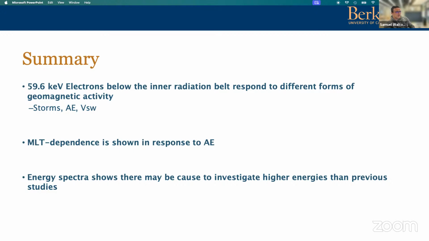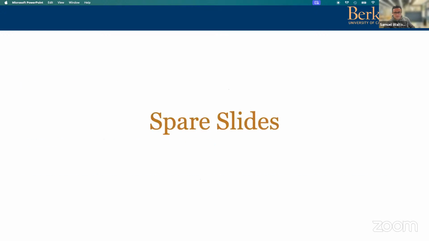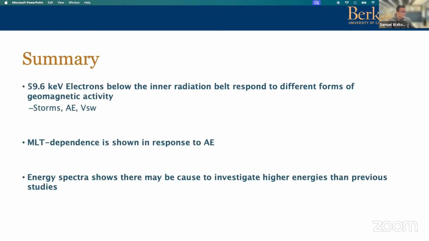Shown that there is a not drastic, but some kind of MLT dependence, especially for the one we looked at in response to AE. And then the energy spectra is, I think, the most interesting thing here, where nominally there is a cutoff at 200 to 250 keV, but during extreme events, it might be commonplace for higher energy electrons to get below the inner radiation belt, which is, I think, where the bulk of the interesting work is here. So spare slides if questions are relevant, but thank you very much.